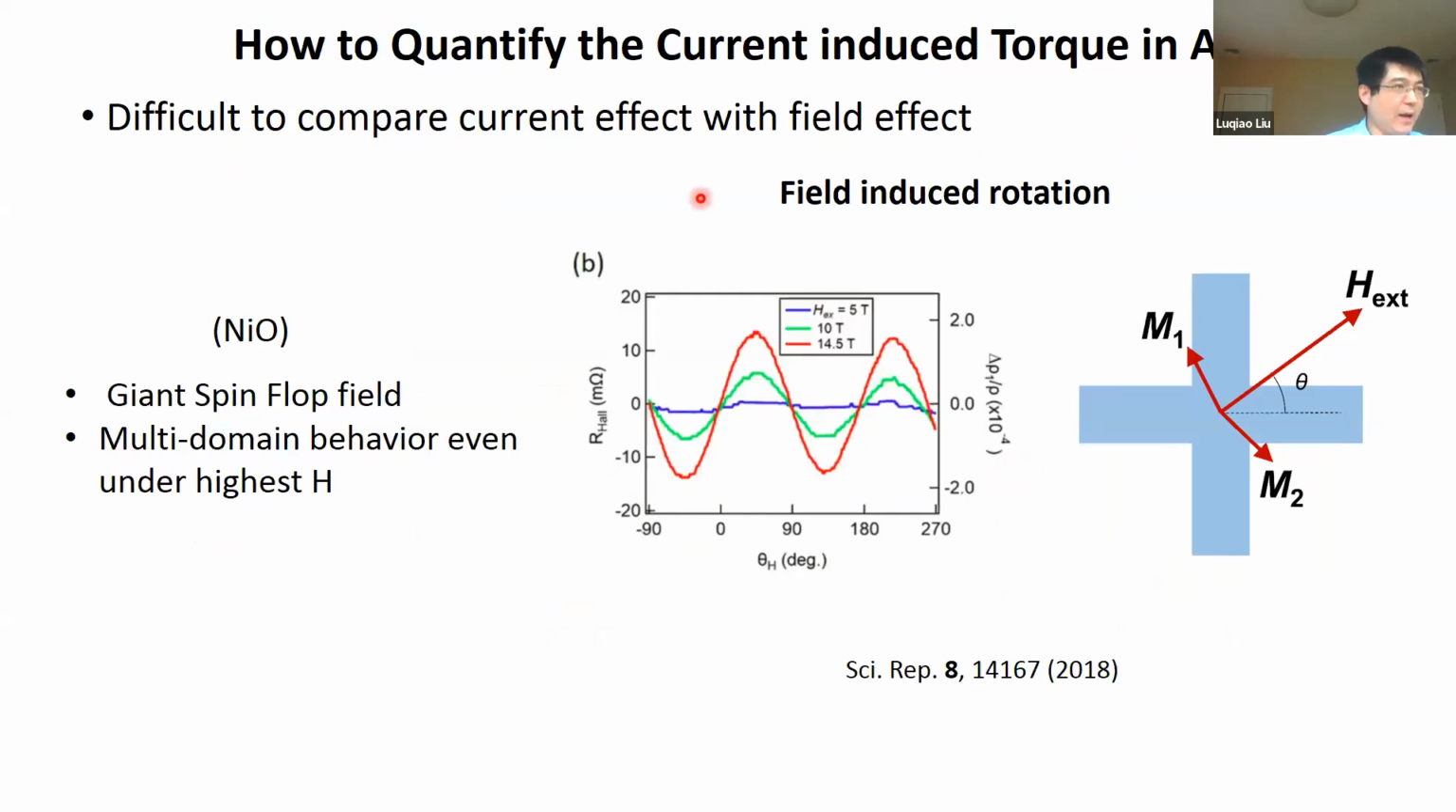The obvious reason is that there is a very small field effect. As I mentioned earlier, because the magnetic susceptibility is usually tiny, you need to apply a giant magnetic field in order to cause spin flop. Usually this magnetic field is at least a few Tesla and sometimes tens of Tesla. For example, this figure gives you the result from a nickel oxide thin film, and you can see that you need about 10 Tesla in order to get this sinusoidal behavior. But even up to 15 Tesla, you are still not quite sure whether this is already saturated, a field-aligned single domain, or whether there are still multi-domains in this structure. So this gives us big difficulties in comparing the current-induced effect with the field-induced effect.